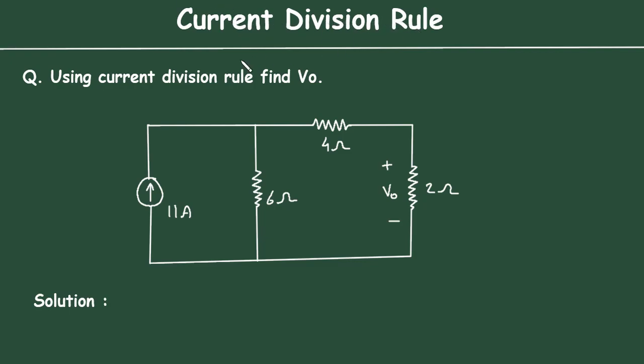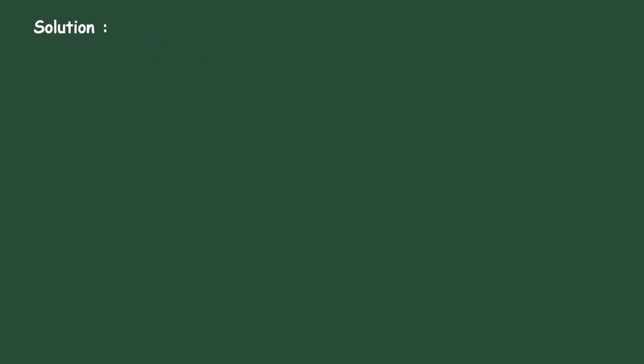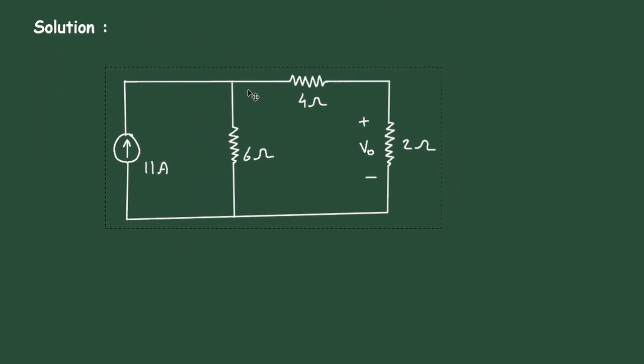Current division rule. Question: using current division rule, find VO. Here in this circuit, we have to find this VO by using current division rule. Solution: let's say this is current I1 and this is current I2.